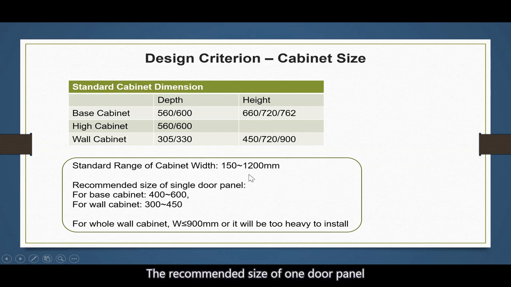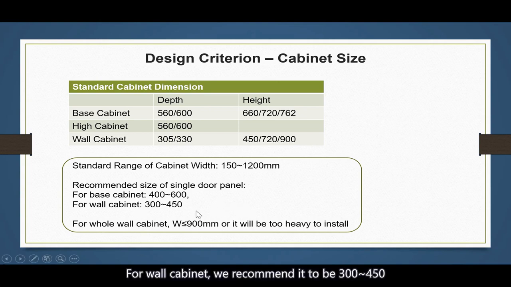So the recommended size for single door panels, if you go for one door, you can follow this size. For base cabinets, maybe 400 to 600, you can go for 400, 450, 500, 550, and 600. These are all good numbers. Do not go for something like 407 or 408, go for round numbers. That's good for us, that's good for you, easy, makes your life easy.